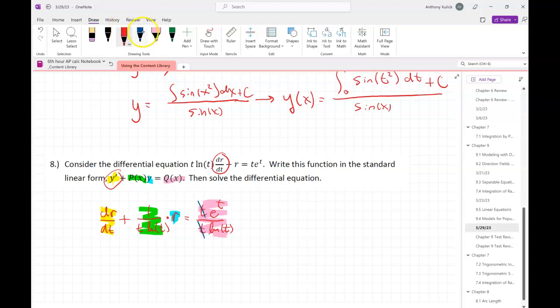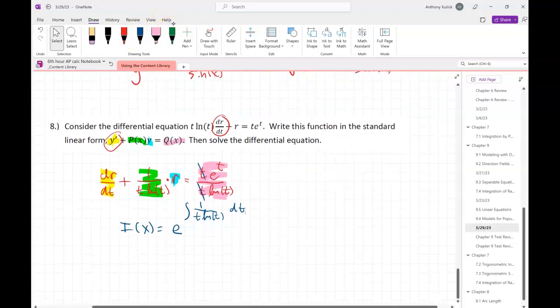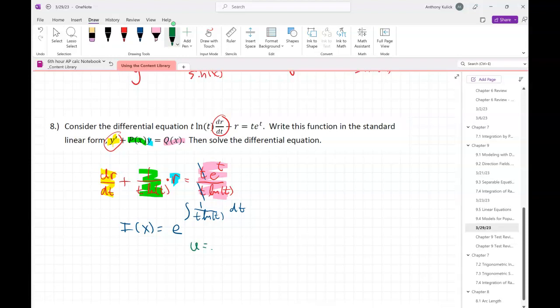All right. Next up, let's start by getting that integrating factor, which is just going to be e to the integral 1 over t natural log of t dt. How am I going to integrate that? U sub. What should my u be? Natural log t. So du should be 1 over t dt.